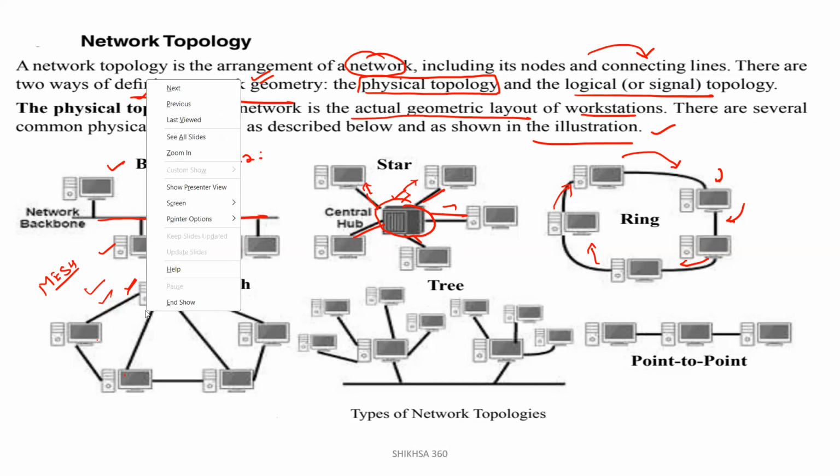Last one is the point to point. Clear? So all these are the different types of topology. Now let's discuss all these topologies one by one.